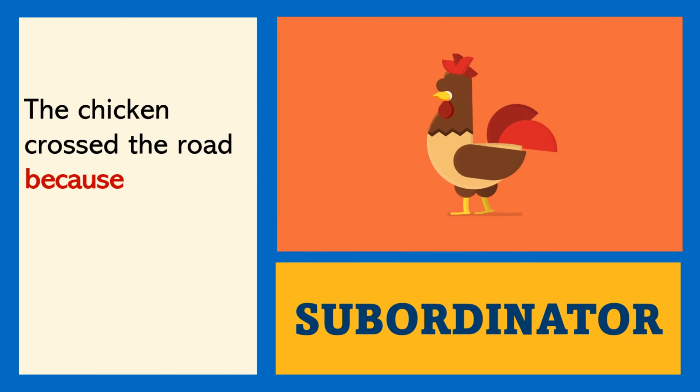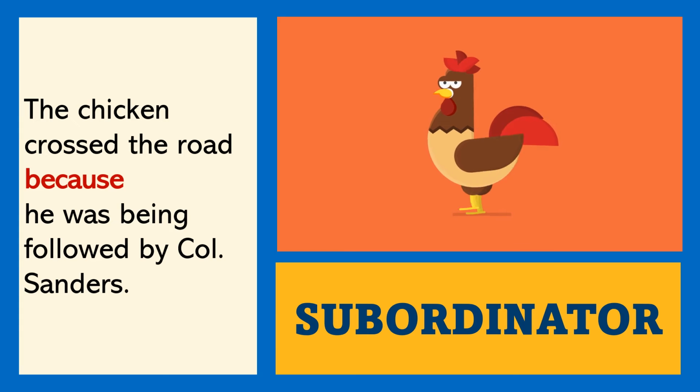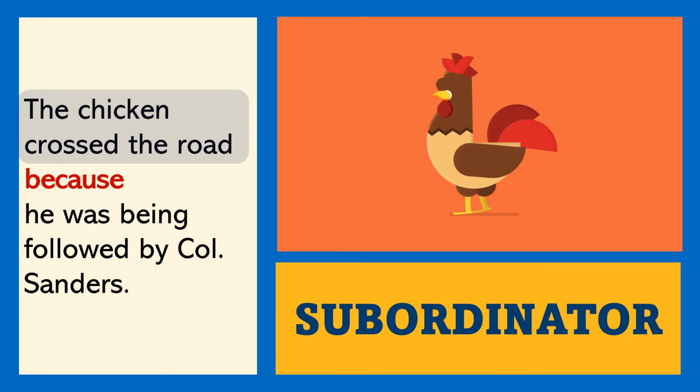Likewise, the chicken crossed the road because he was being followed by Colonel Sanders. Now, in this context, again, we have the main clause, the chicken crossed the road, and a subordinating conjunction because.